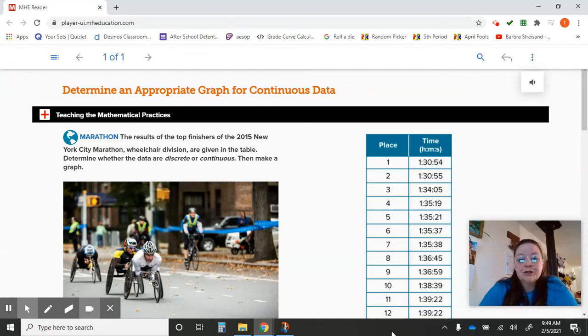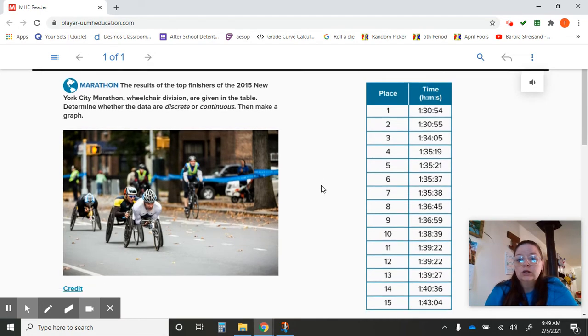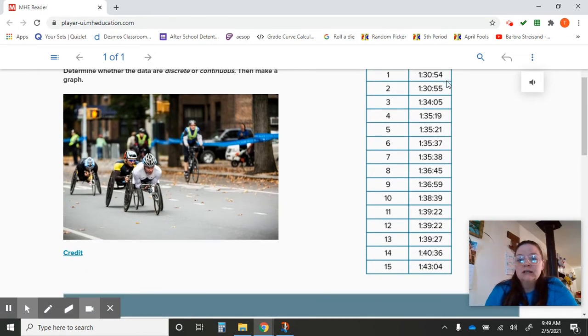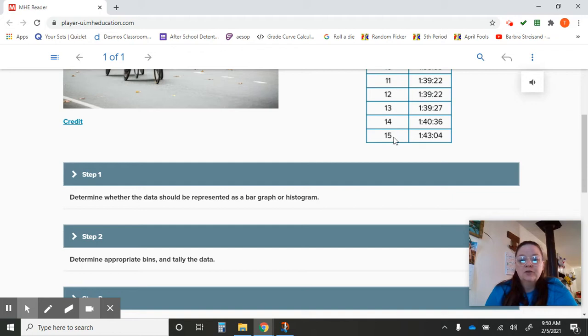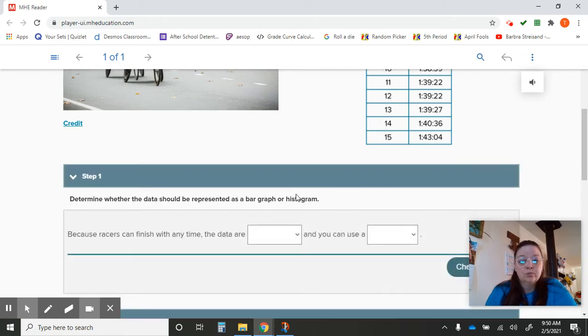The results of the top finishers of the 2015 New York City Marathon Wheelchair Division are given in the table. Determine whether the data are discrete or continuous, then make a graph. So if we're looking at this, we can see that the numbers are going up at a pretty constant rate. And we have 15 different values here. So we want to determine whether the data will be represented as a bar graph or a histogram. Because the data is continuous, we're going to use a histogram.